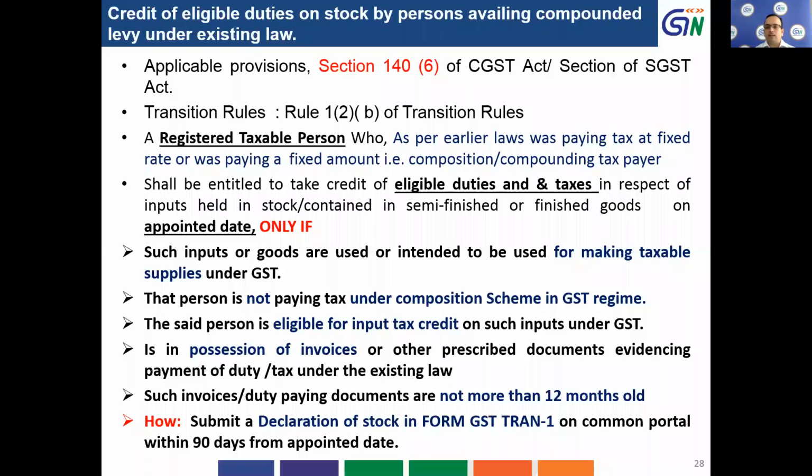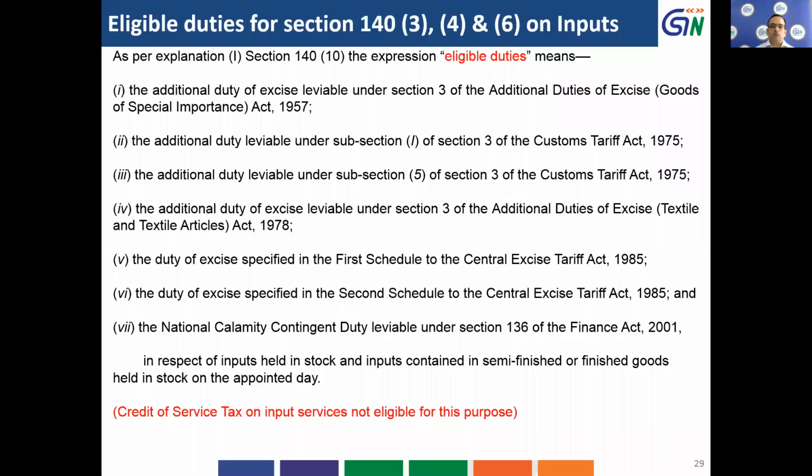Now, what we will cover under this section is what the eligible duties are. So we are slightly jumping. We have covered section 140, parts 1 to 6, but we want to have the eligible duties right over here. Eligible duties are the additional duties of excise under the Goods of Special Importance Act, or additional duty leviable under section 3 of the Custom Tariff Act, or duty of excise specified in the first schedule or second schedule to the Central Excise Tariff Act, and NCCD duty, in respect of inputs held in stock, or inputs contained in semi-finished or finished goods.